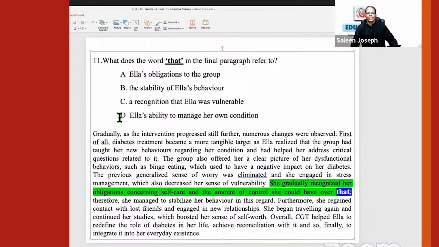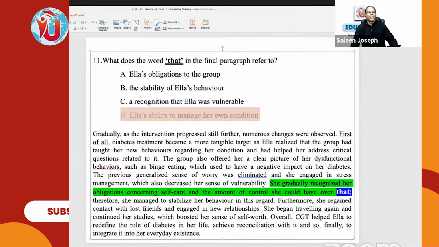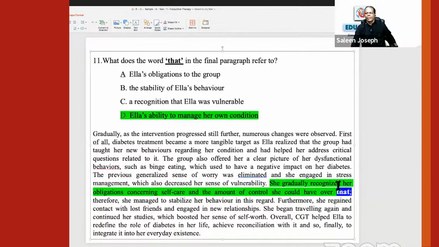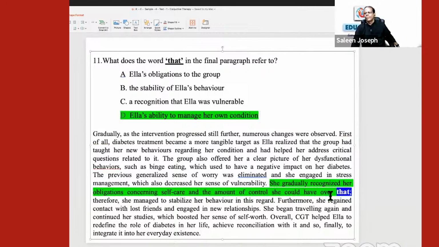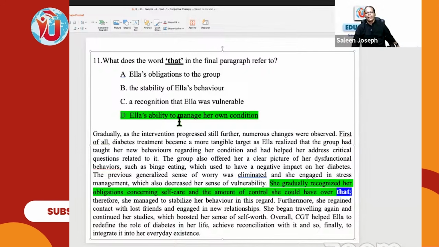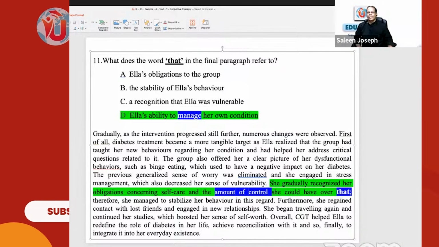B, Father. Ability to manage own condition, it is there, no? Ability, it is here. Just before that word, it is there. She gradually recognized her obligations concerning self-care and the amount of control she could have over that self-care activities. Ella's ability to manage her own condition. The amount of control means manage. Do you get it? Yes, Father. So that means Ella's ability to manage her own condition, her own self-care. Clear, no? So just before the highlighted word, you can find the answer.